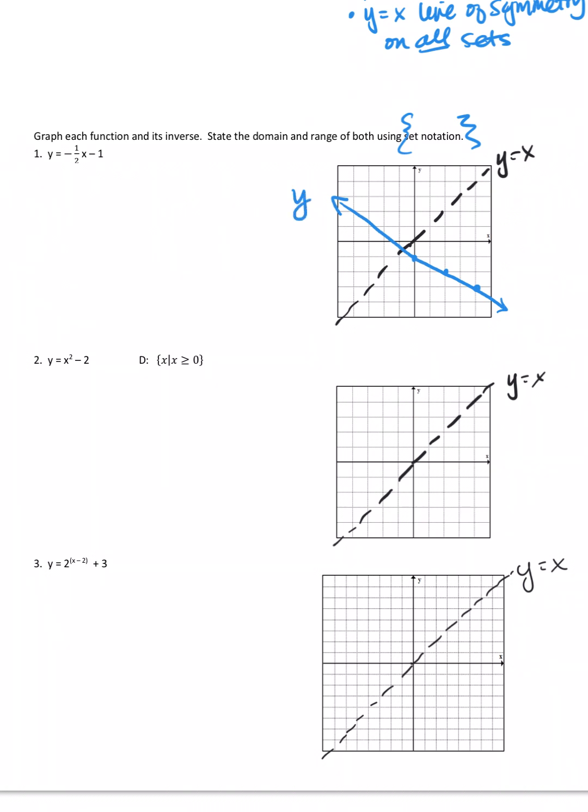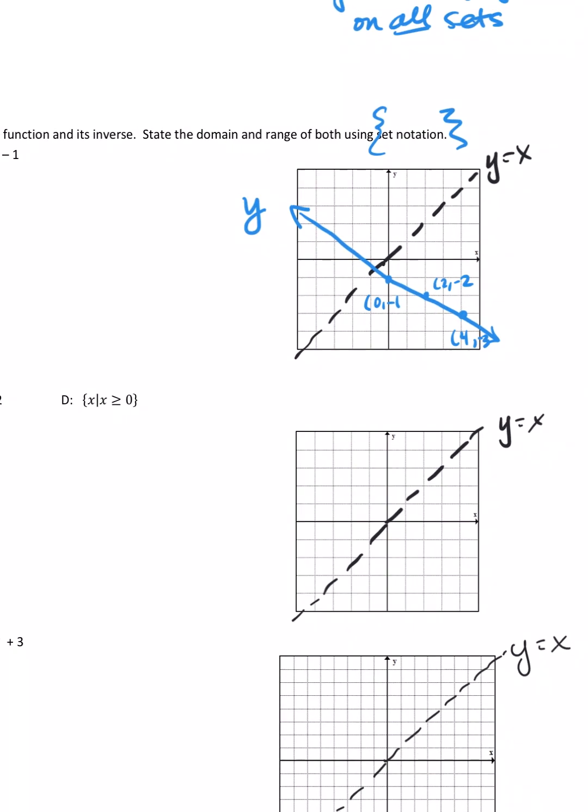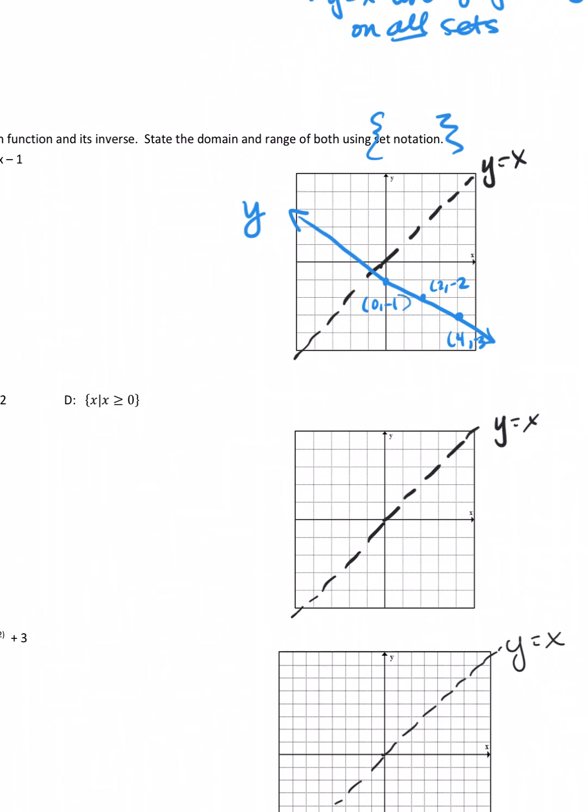Now, let's look at these points. This is where I'm going to show you how to invert. Let's just zoom in and look at these points. This is going to be at 0, -1. This is at 2, -2. And this one is at 4, -3, right? So to get my new points, all I'm going to do is swap the x and the y of these.